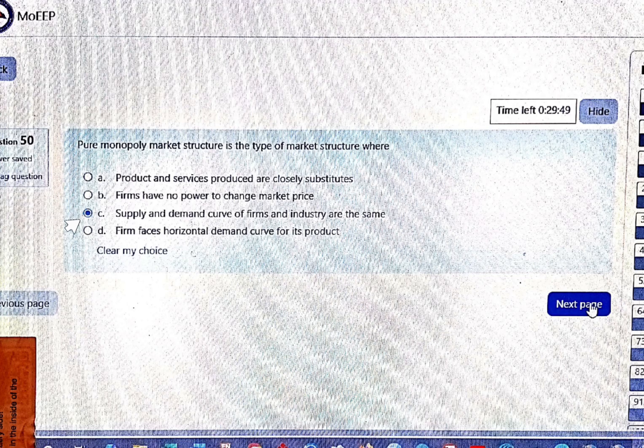So why are the other options incorrect? A, products and services produced are closely substituted. This is wrong because this describes perfect competition or monopolistic competition, not a monopoly. B also, firms have no power to change market price. This is also wrong because a monopoly has full price-setting power. D also, firms face a horizontal demand curve for their product. This is also wrong because this is perfect competition, not a monopoly. So the final answer is C. Supply and demand curves of firm and industry are the same.